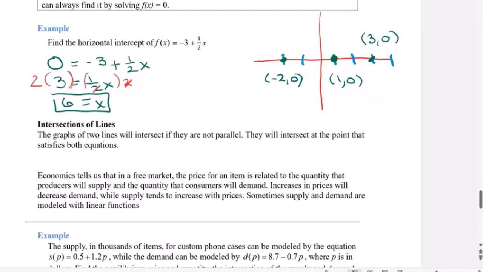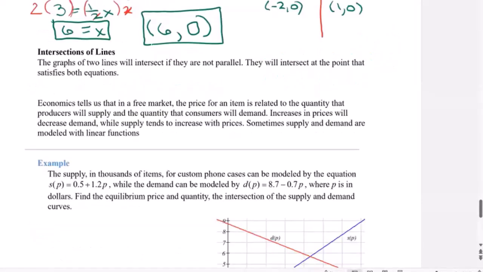X equals 6 is my horizontal intercept for this function. It's also my solution. It's also my zero. Okay, my ordered pair would be (6, and then I would plug in 6, but do I have to? Not really. I already know my y value is going to be 0. So that is my ordered pair for my horizontal intercept.